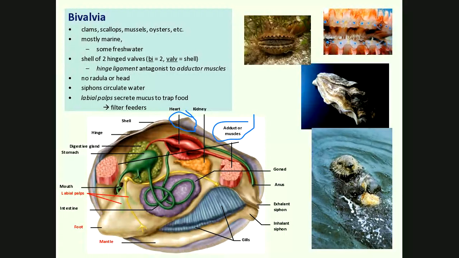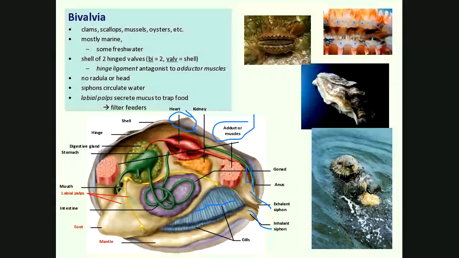See, there's a mantle and the foot. The labial palps, those are cool. Those are the things that actually help guide the food into the mouth, the food that's transported over the gills, right? So water moves into the inhalant siphon, across the gills for oxygenation, food goes into the mouth, and water goes out through the excurrent siphon, where, you wouldn't be surprised, the gonad and the anus dump into as well, right?